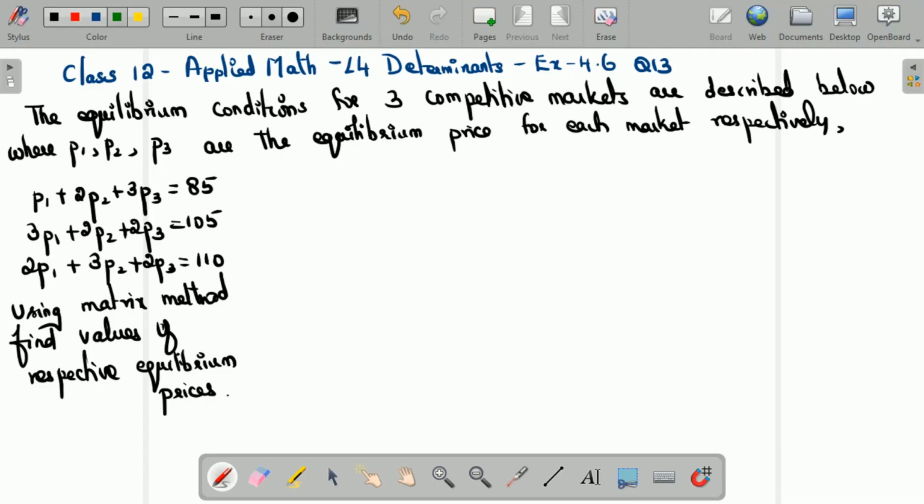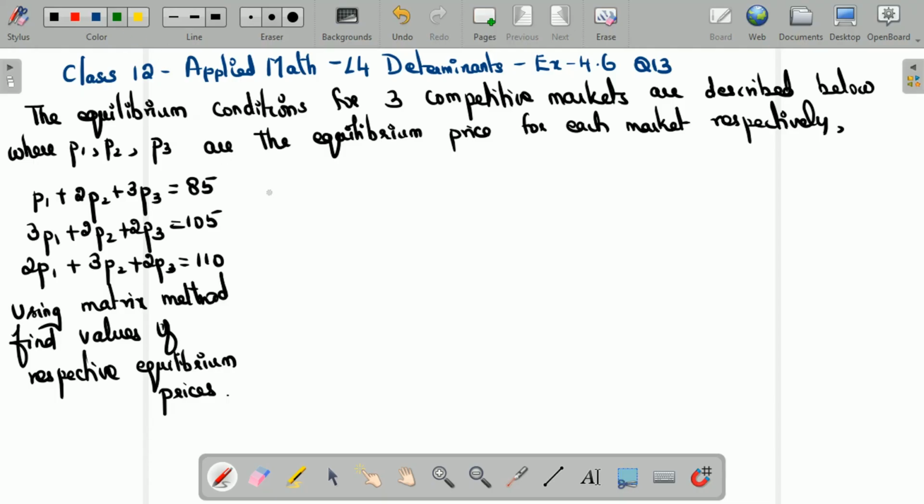In this video, let's find the solution to the 13th question in exercise 4.6. The equilibrium conditions for three competitive markets are described below, where P1, P2, P3 are the equilibrium prices for each market respectively. They've given three sets of equations. Using the matrix method, find the values of the respective equilibrium prices.